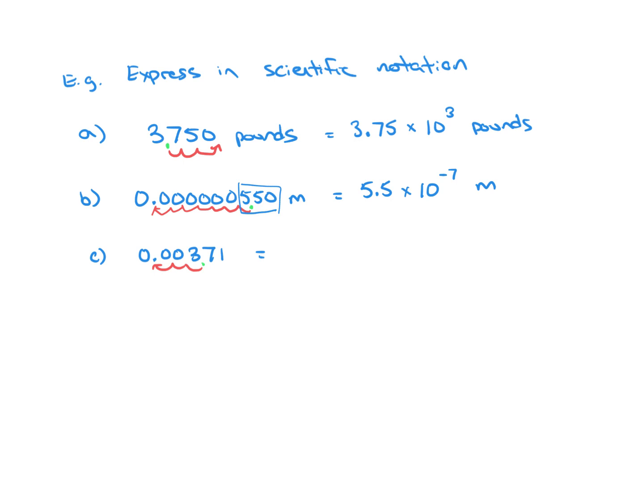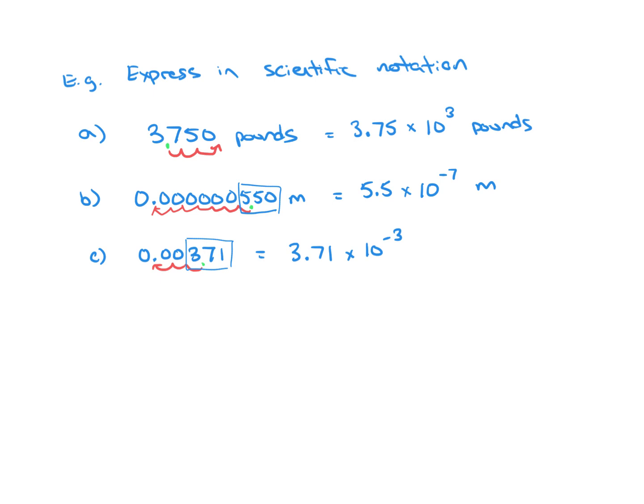So I had to find my original decimal back by going 3 spaces to the left. 3 spaces to the left is times 10 to the negative 3. Remember, left is negative powers, right is positive powers. And then the number that we're going to put in front of the multiply is a number between 1 and 10. In this case, it is 3.71. It's basically wherever you put that decimal. And that is how you express numbers in scientific notation.